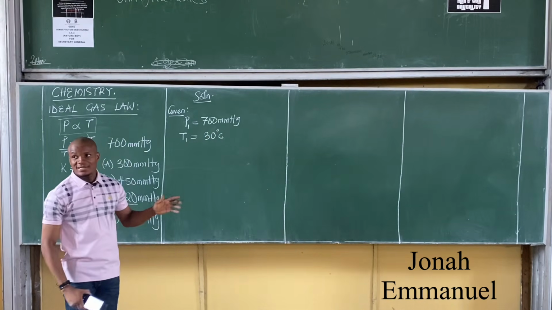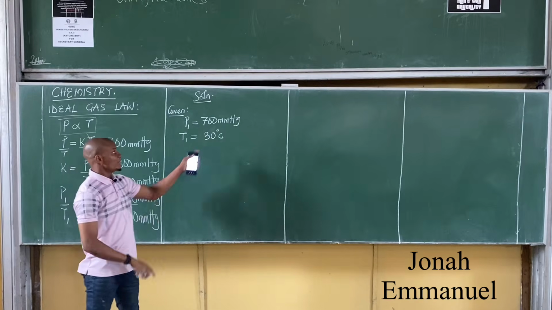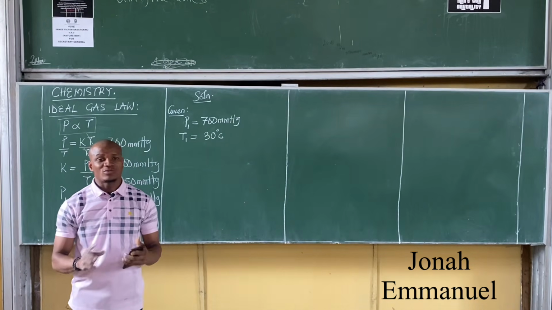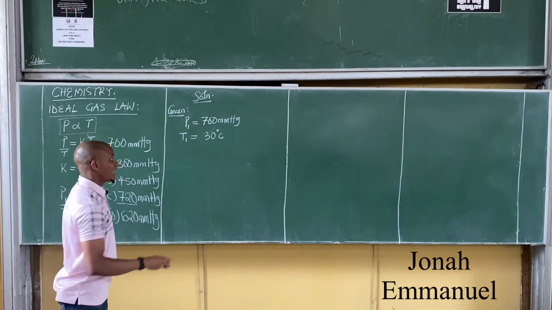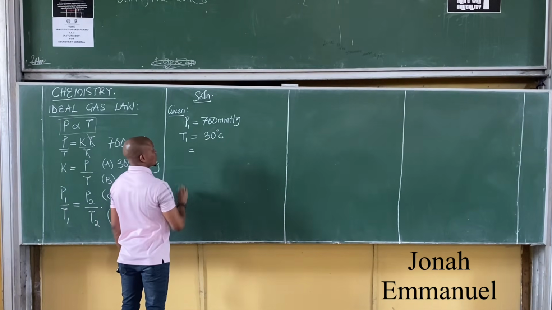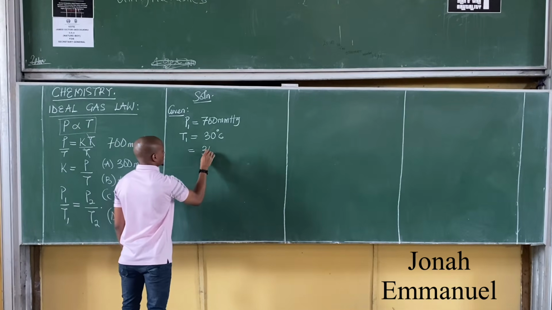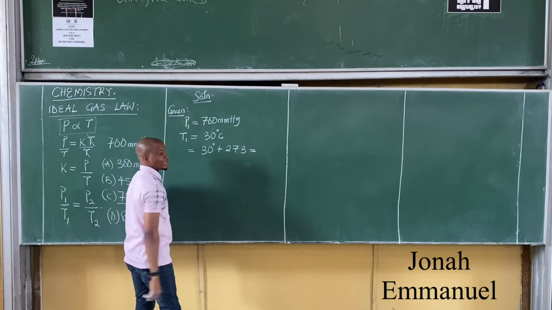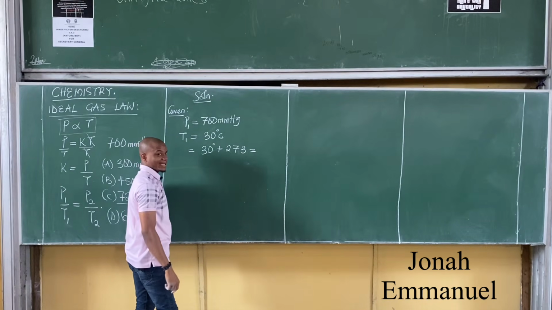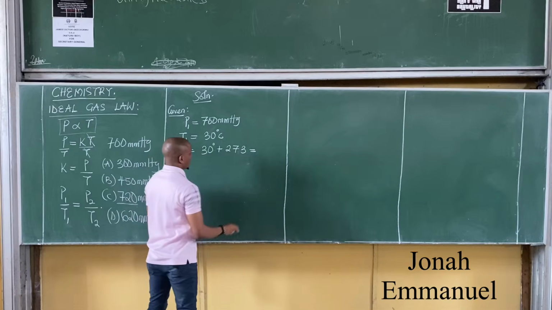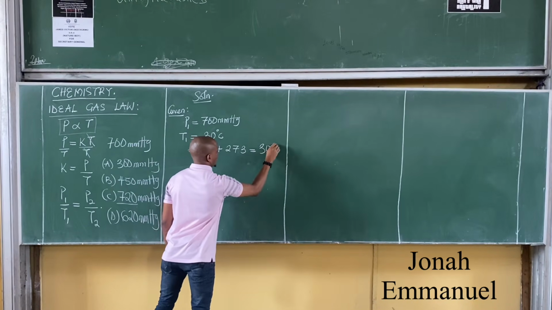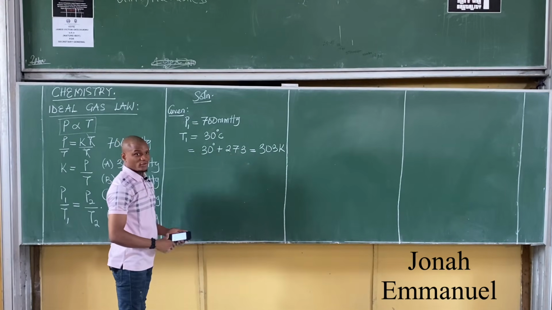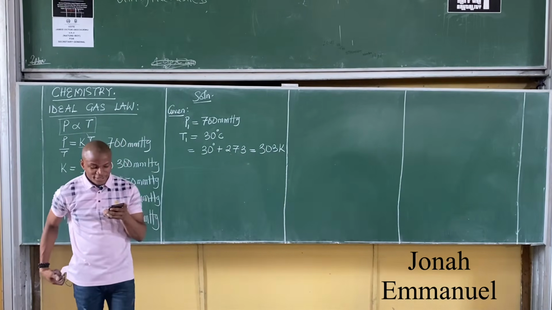Pressure has different units, one of them being millimeter mercury. When it comes to conversion for the gas law, the only thing we convert is temperature. So I'll convert from degrees Celsius to Kelvin. It becomes 30 degrees plus 273, which is a constant. Add them and you get your answer in Kelvin: 303 Kelvin. That's my conversion.